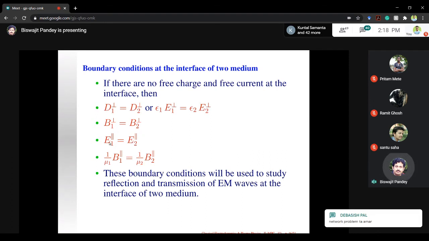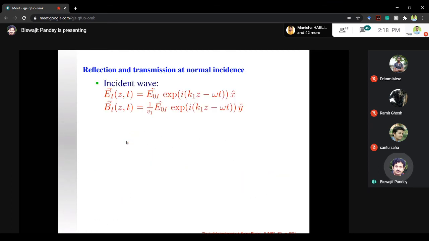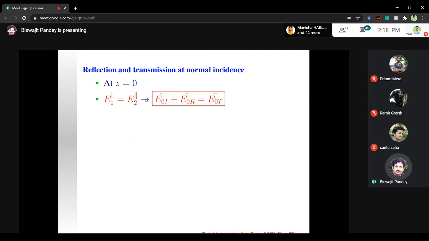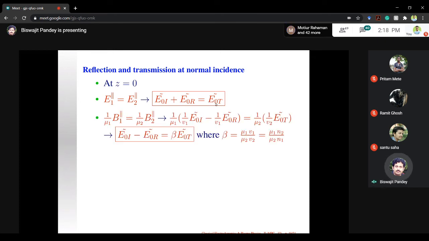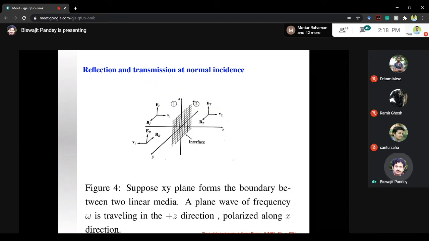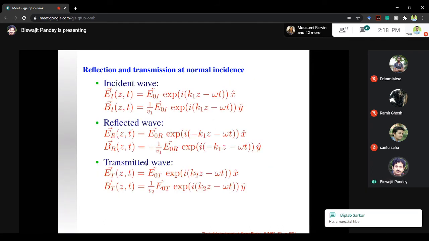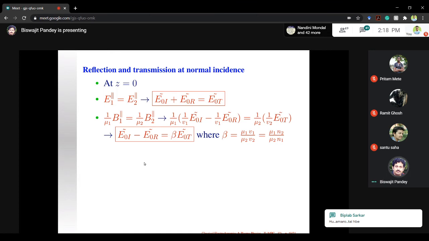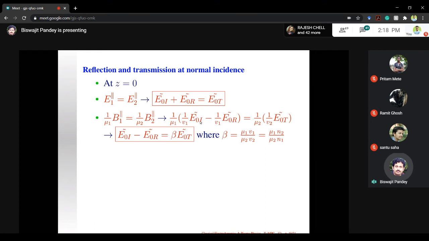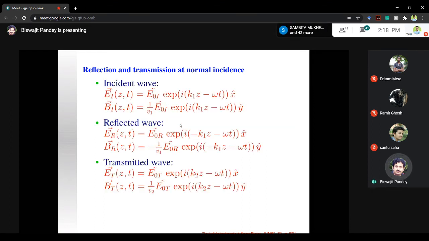The first one that I have used here, the third one, E parallel 1 equal to E parallel 2, gives us E0I plus E0R equal to E0T. And then the fourth one, which was basically B parallel 1 by mu1 equal to B parallel 2 by mu2. If we use this boundary condition, you see the amplitudes are related in this way. So B parallel 1 is basically E0I by V1. Since we have put z equal to 0, the exponential term goes to 0.